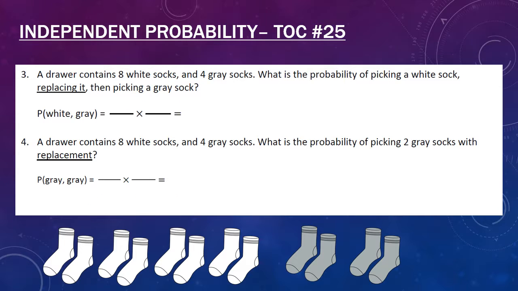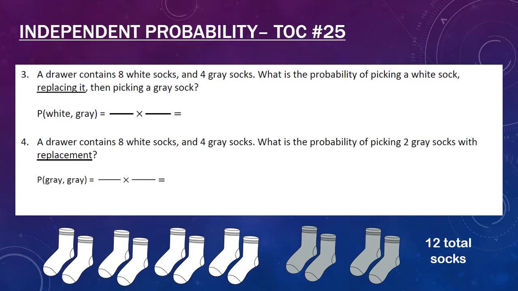And here's our last example. You'll see this kind of question on your test, on your SOL. So we have a drawer, and it contains 8 white socks and 4 gray socks. As we said before, you use probability every day, including when you go to pick out your clothing. So we all have different colored socks. If we have 8 white socks and 4 gray socks, I put a picture below, that means that we have a total of 12 socks in our drawer.